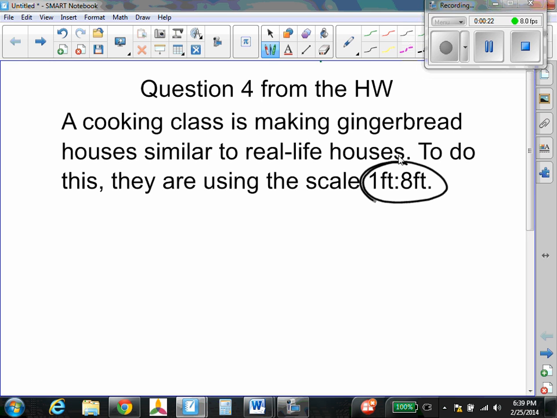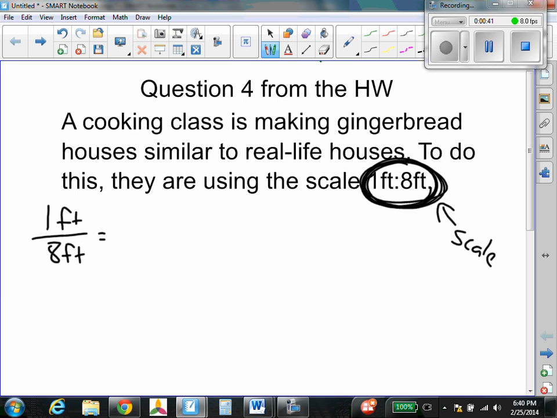But one of the first things we're supposed to do that we talked about in class is this is what you need to identify. Your scale is so important. So I'm going to write it right here. I'm going to start off writing it right where I need it. Okay. And question 4 says an actual sidewalk is 3 feet wide.